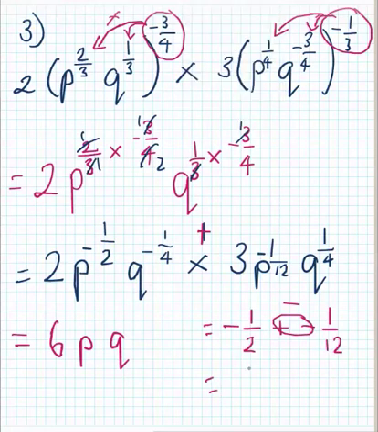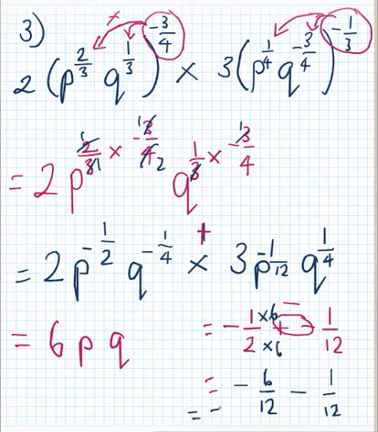So 2 times 6 will give me 12. We need the same denominators. So we end up with negative 6 over 12, take away 1 over 12. And our answer will be minus 6 minus 1 is minus 7 over 12. And that is my power for p. So p will be minus 7 over 12. I'll just squeeze it in there. Now we have to do the working out for q, and I'll just rub it out.